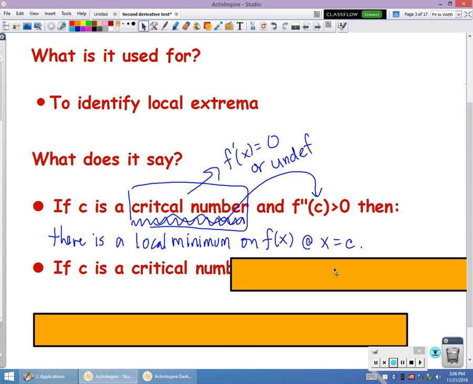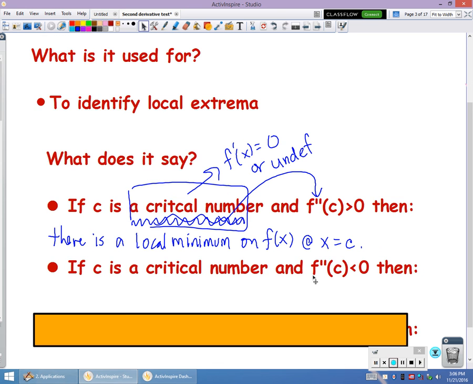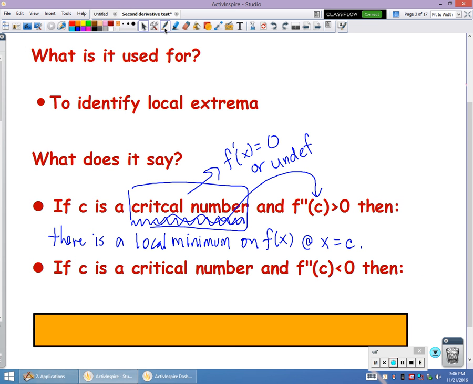Then, if we establish a critical number and we substitute that critical number into the second derivative, and we get a negative, then there is a local maximum on f of x, so everything goes back to the original function, at x equal to c.